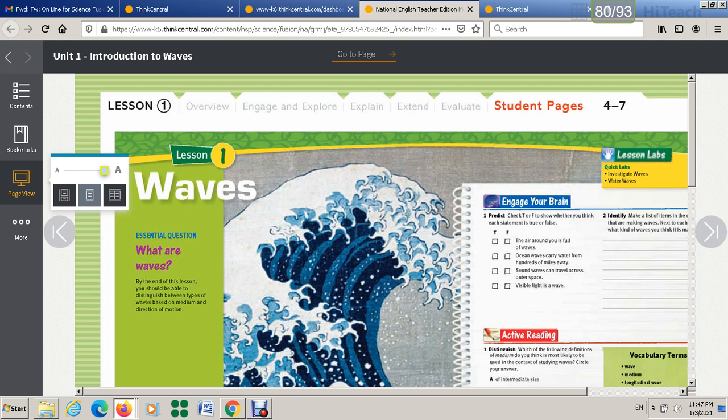The air around you is full of waves. Actually, this one is false. Okay, ocean waves carry water from hundreds of miles away. Do you agree with this? This one is true. Then, sound waves can travel across outer space. Actually, this one is true.